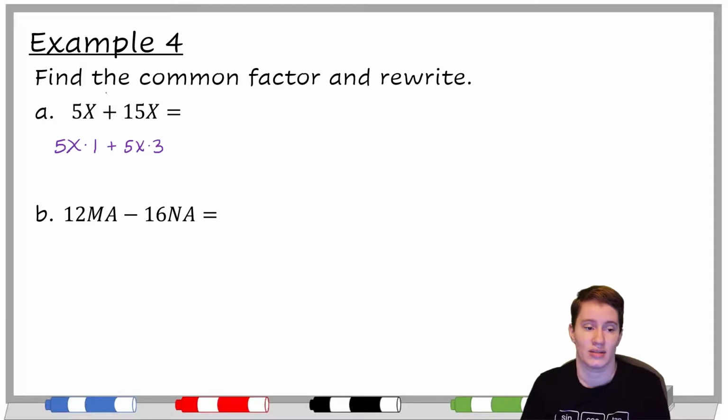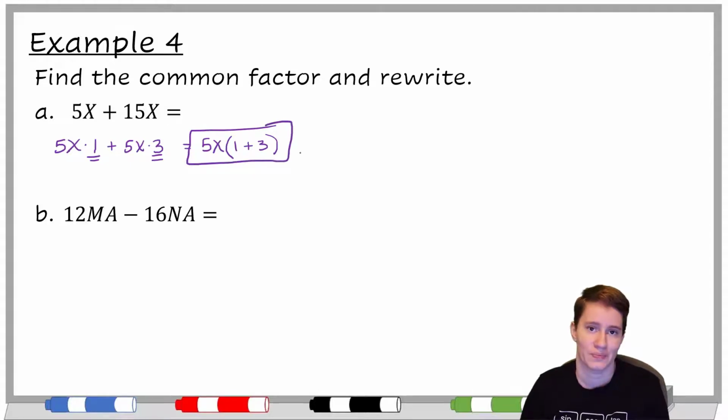Now let's rewrite this. I'm going to take out the 5x, and then I'm going to say, okay, what's left over is 1 from this one and 3 from this one. So 1 plus 3. I'm just going to leave it like this. We actually could add the 1 and the 3 together, but it didn't really ask us to simplify. I think it's more important that we're just showing how the distributive property works.